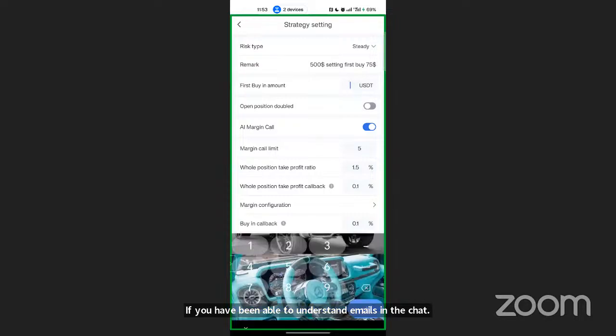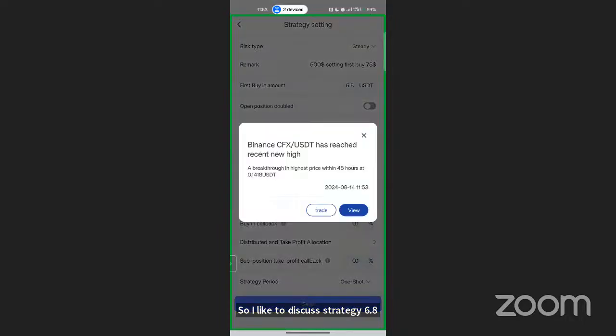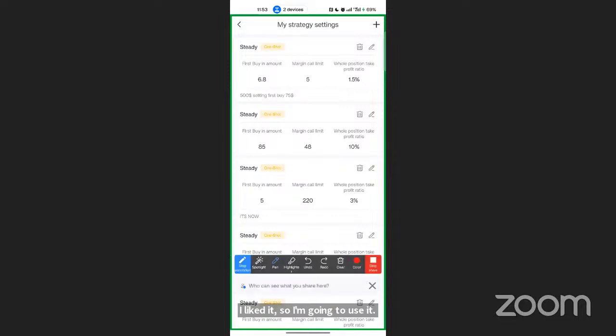So I like to discuss strategy 6.8. I liked it, so I'm going to use it. As I close, I can enter this strategy. As I close, when someone is asking something very low. Yes, let me see what she's saying.